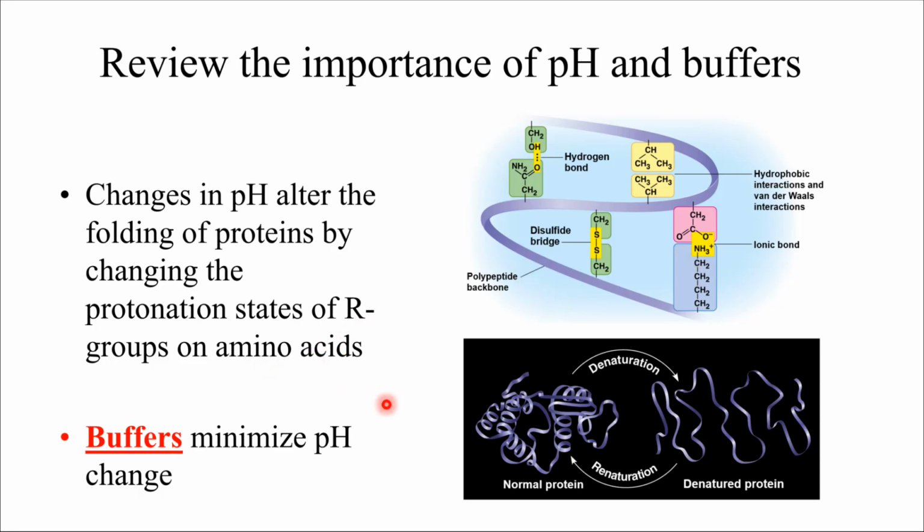So again, buffers minimize the pH change by minimizing the change in free hydrogen ion concentration. That's two ways of saying the same thing. And that can prevent, in a cell for example, proteins from denaturing if you get changes in pH.